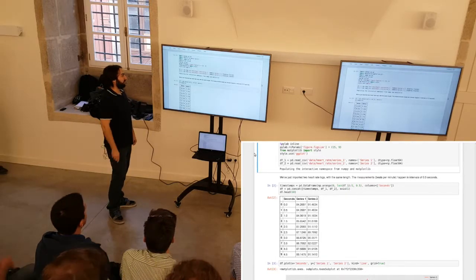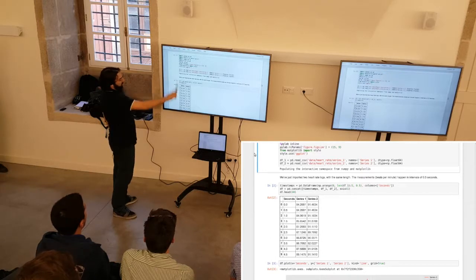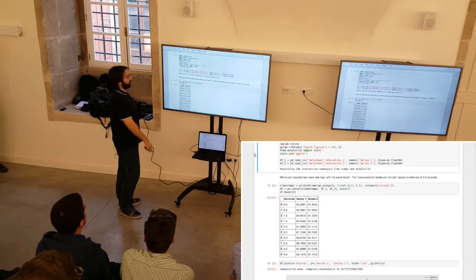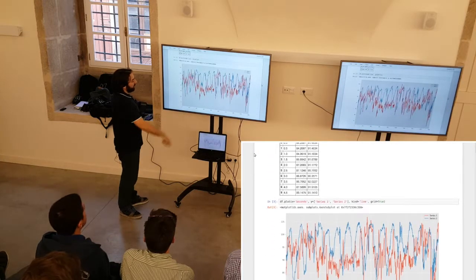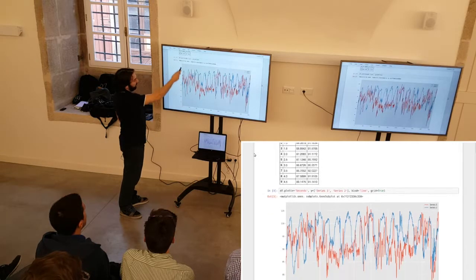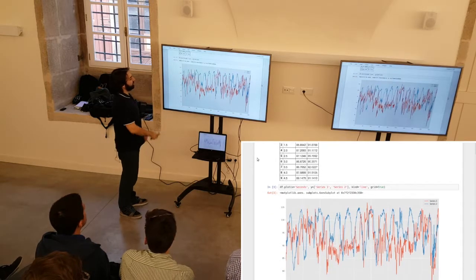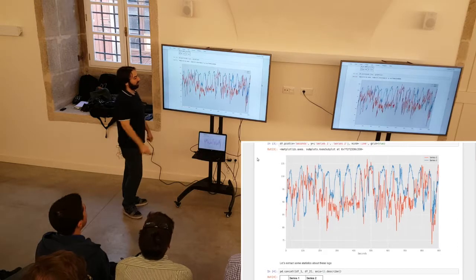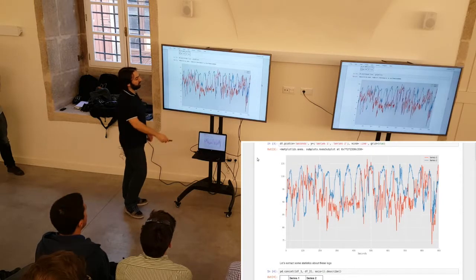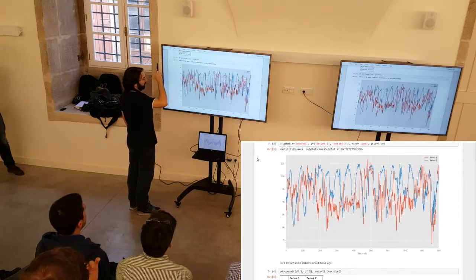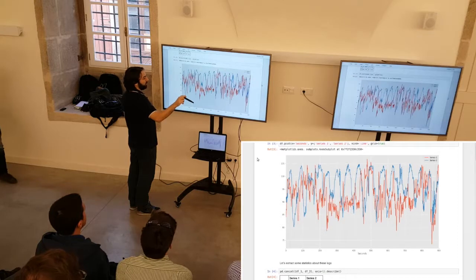Here I'm importing two example logs into a data frame. Then I use the embedded plot function on this data frame object, and I just plot the heart rate values over time. You can see they're kind of different. The blue one has more consistent oscillatory behavior compared to the red one.